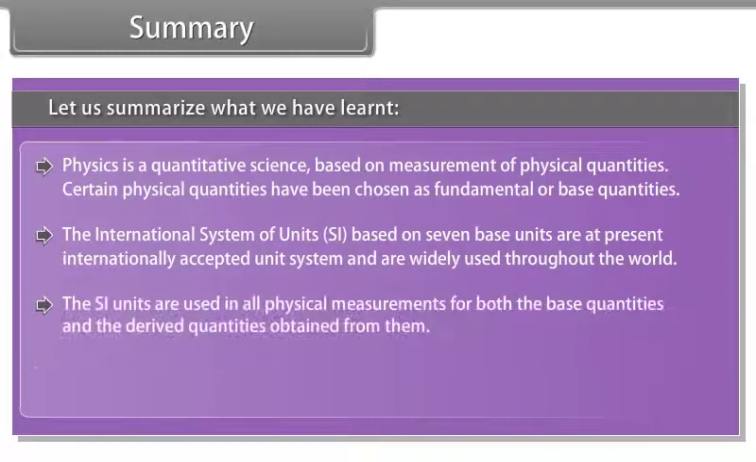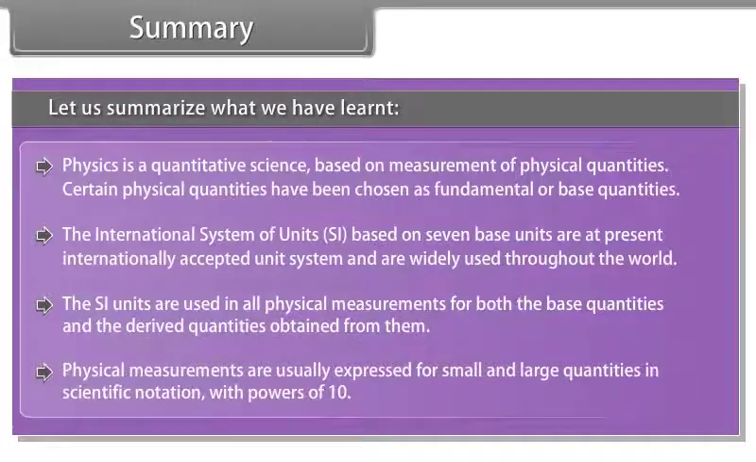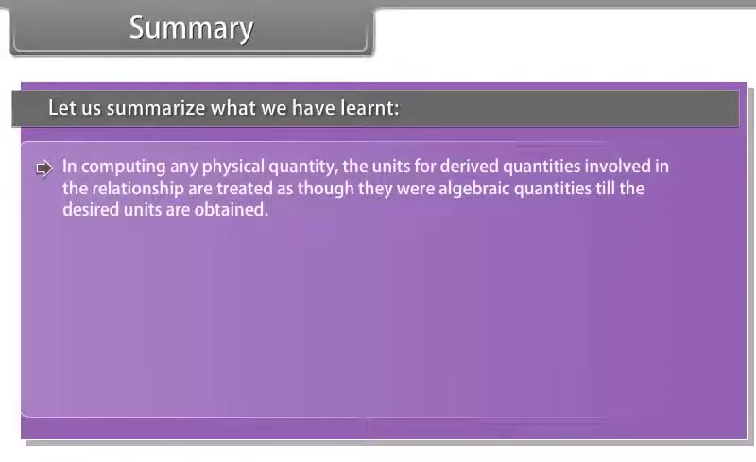The SI units are used in all physical measurements for both the base quantities and the derived quantities obtained from them. Physical measurements for small and large quantities are usually expressed in scientific notation with powers of 10. In computing any physical quantity, the units for derived quantities involved in the relationship are treated as though they were algebraic quantities till the desired units are obtained.